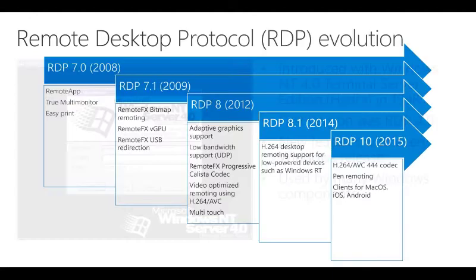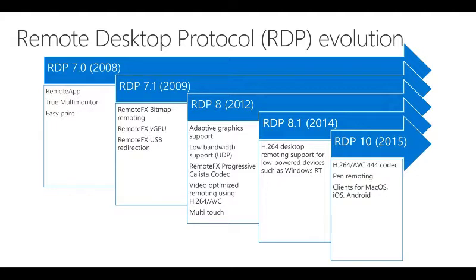Many people that I've seen in the field still think that RDP is something that is very useful to manage the servers, but not useful for actual users connecting to the VDI desktops or published applications. So to break this myth, I want to talk about the protocol evolution first, and I will start with RDP version 7, which was released with Windows 7 more than 10 years ago.